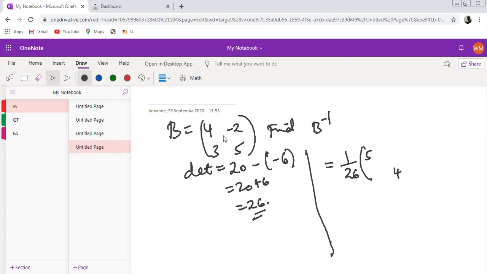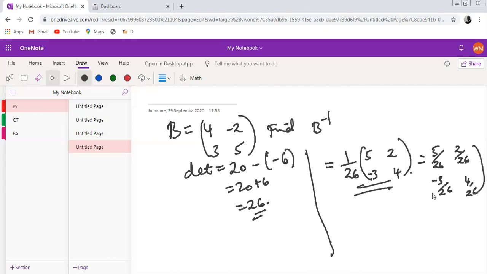Then you multiply by -1 the elements in the secondary diagonal. So this one is going to be -3, and if you multiply by -1, this one is going to be +2. That is the inverse of the matrix B. As simple as that. You can open the bracket, and this will give you 5 over 26, 2 over 26, -3 over 26, and 4 over 26. That is the inverse, or you can leave it at that point, but it is preferred that you go up to the last stage, whereby you get your elements in the inverse divided by the determinant.